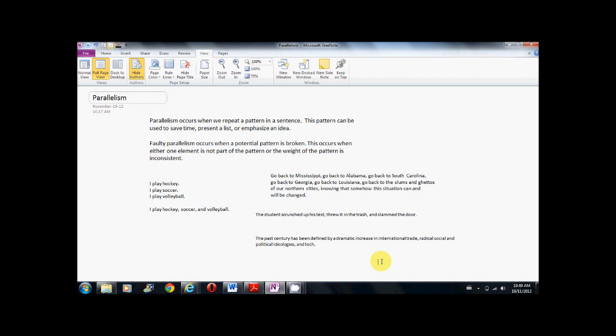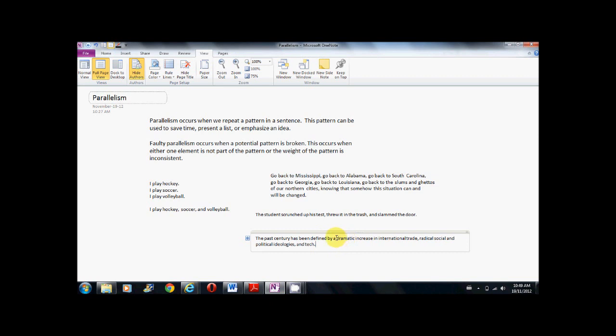Another element of faulty parallelism has to do with the weight of those sections. So even if we start with the same sort of ideas, sometimes if the weight within the structures isn't effective, it can be displeasing to the reader. So let's take a look at this sentence. The past century has been defined by a dramatic increase in international trade, radical social and political ideologies, and tech. Now, I could have written technology, but I wrote tech to emphasize to you how out of place this feels.